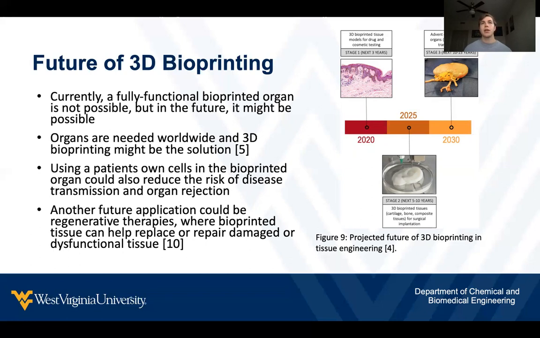In general, 3D bioprinting is a new technology that's been developed, and hopefully in the future with tissue engineering, it can be used to create more accurate models for disease and drug testing, as well as even recreating organs.